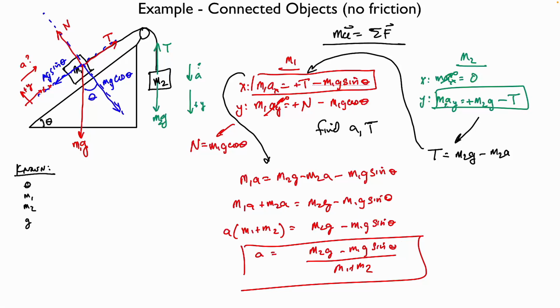How would you solve this for t? Actually, I've already done it. This is a number now, isn't it? These are all known things. So I can just plug it back up into there to get t, right?